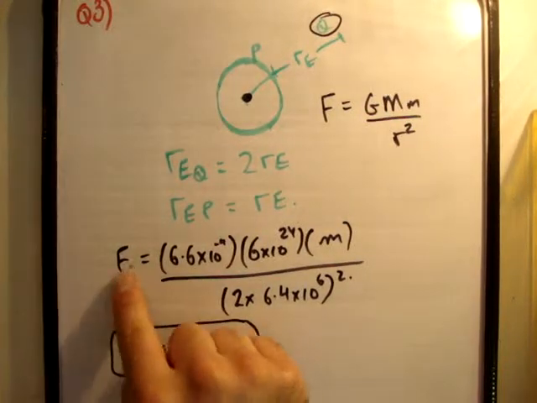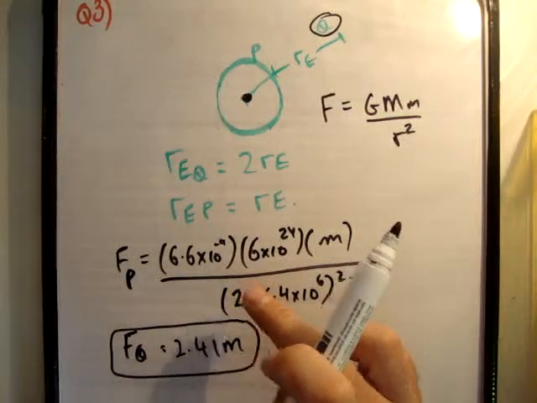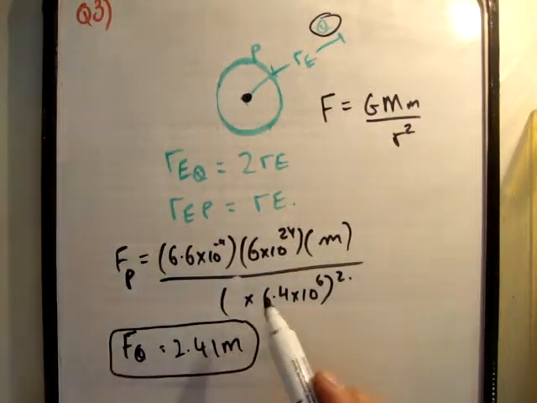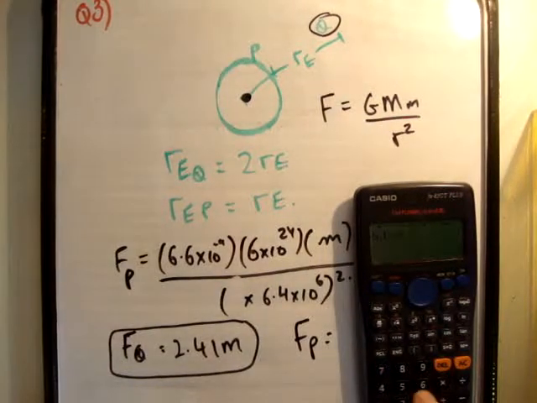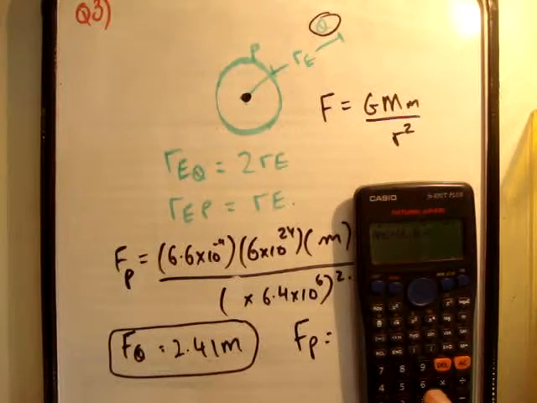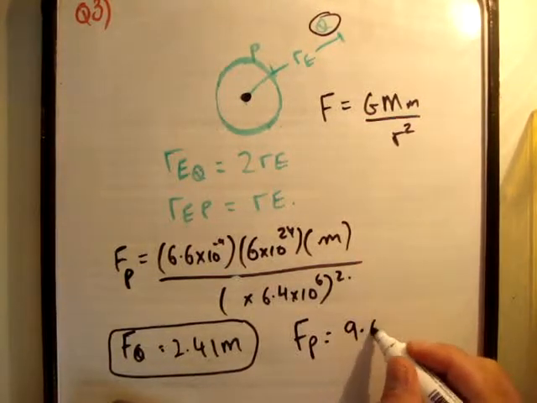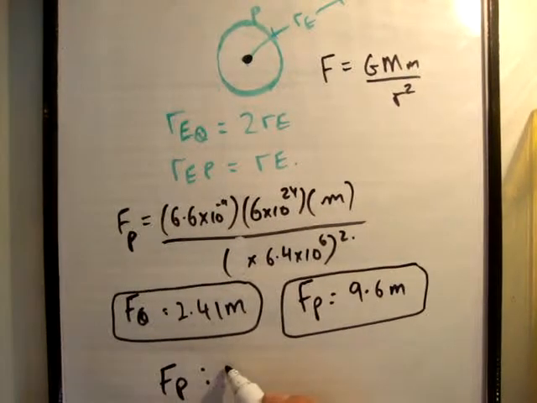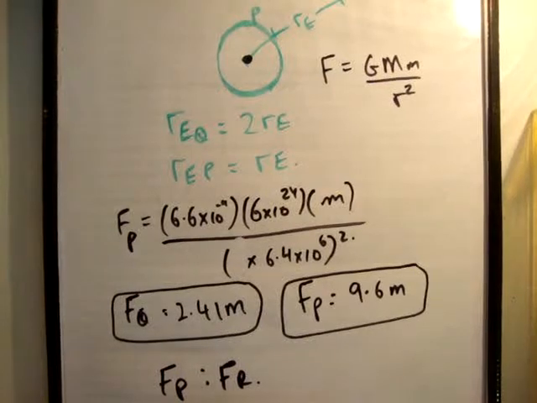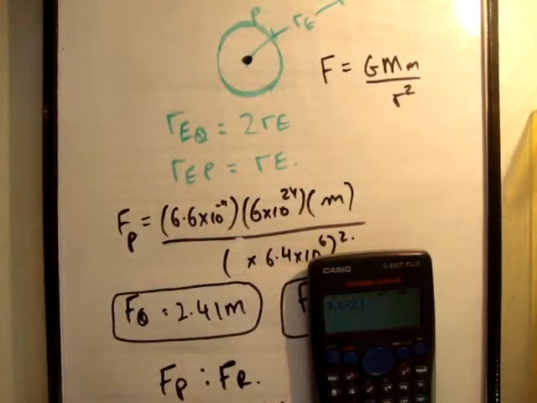Okay, so let's do the same thing for the force at P. This time the only thing that will change is the radius, and we're taking out this factor of 2. So F at P is going to be equal to 6.6 times 10 to the minus 11, multiplied by 6 times 10 to the 24, divided by 6.4 times 10 to the 6, close your brackets, square it, and we get an answer of 9.6 m. That's the force. So we're asked to find the ratio Fp is to Fq. So that's going to be 9.6 is to 2.41, or 9.6 divided by 2.41.